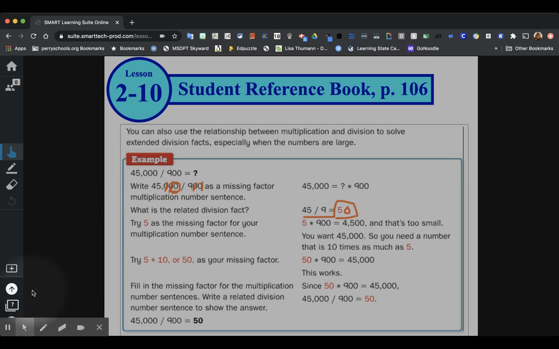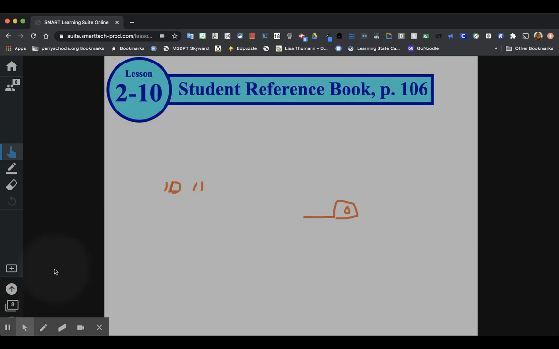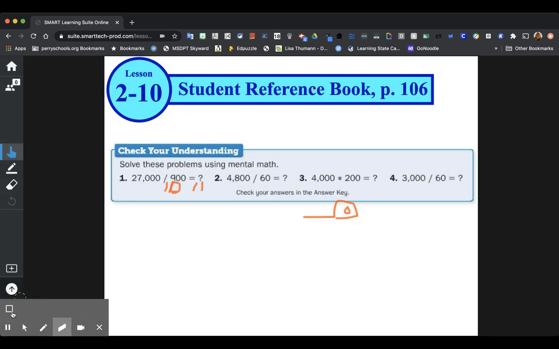What? There we go. Let me clear our board here.